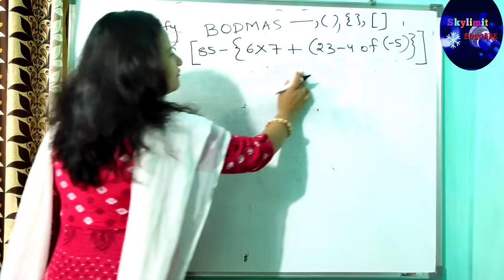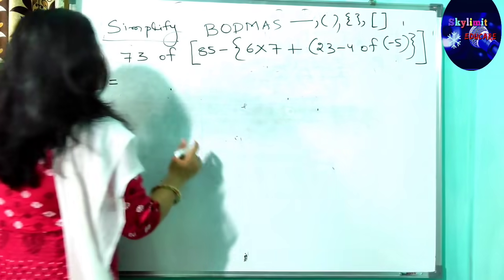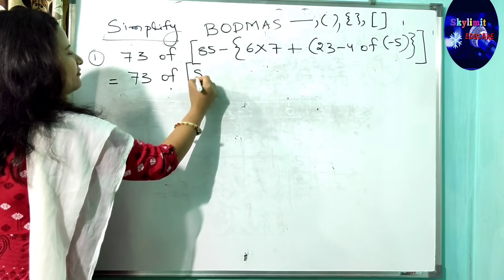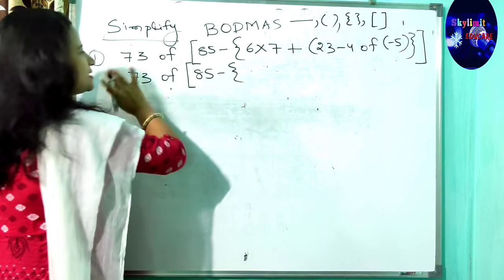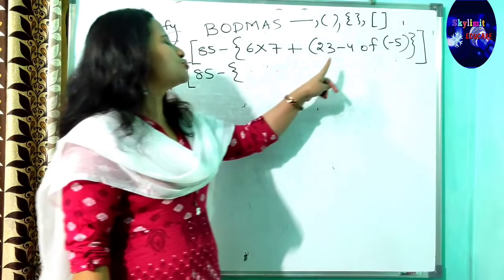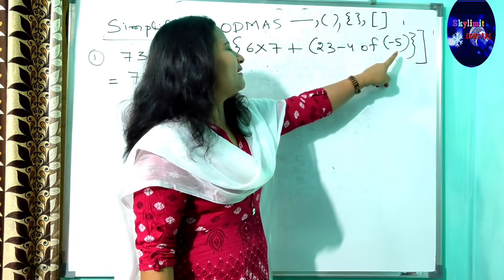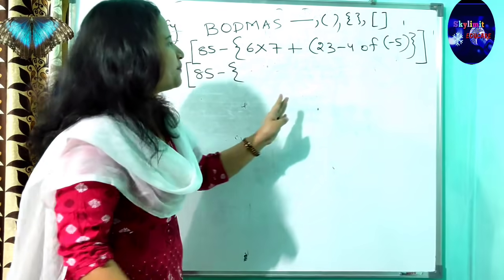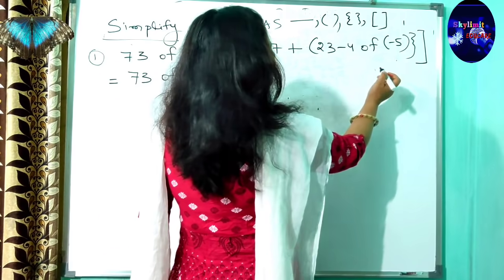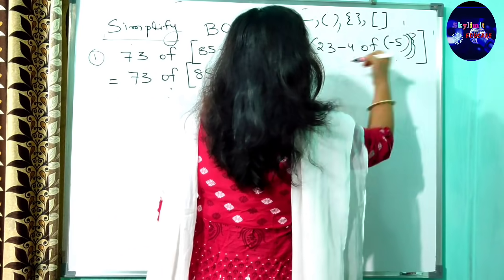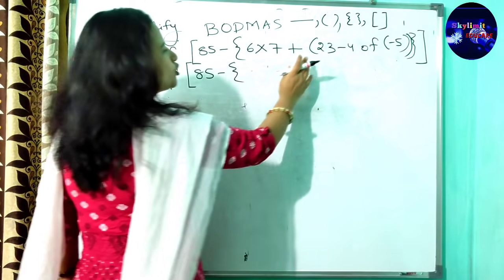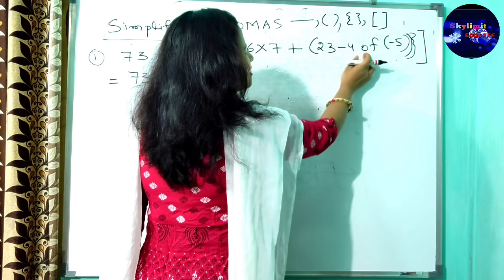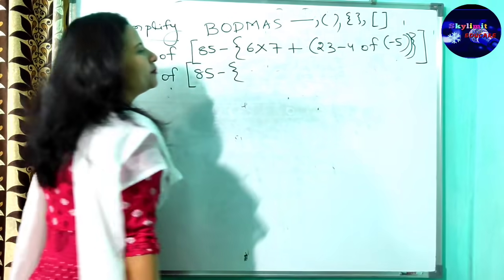So where we have the common bracket here, we are having, yes or no? Let's start. 73 of 85. Copy as it is. We don't want these things now. Our first focus should be on the parenthesis or the common bracket, and in between this bracket you have what? Of. The first preference should be the common bracket, and inside this common bracket the various operations you are having, but of is the primary one.